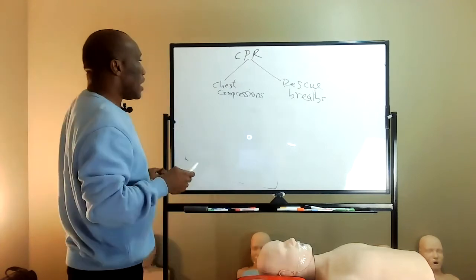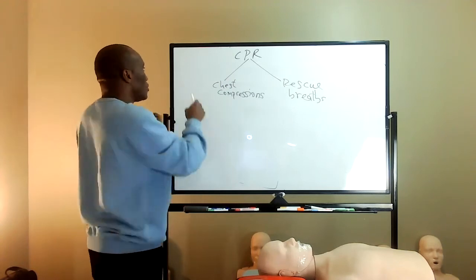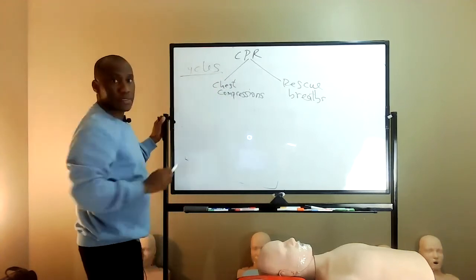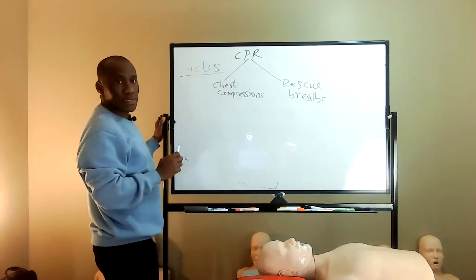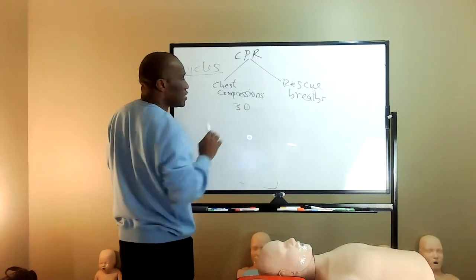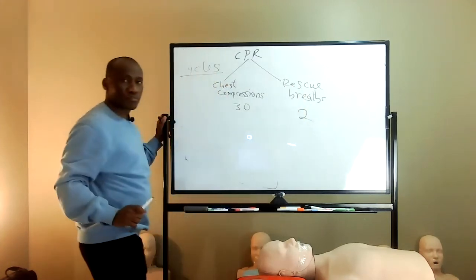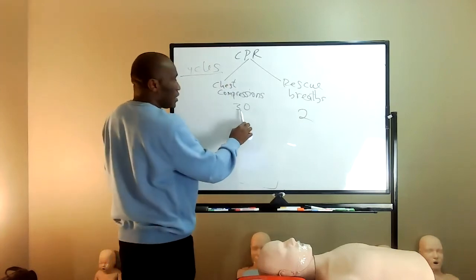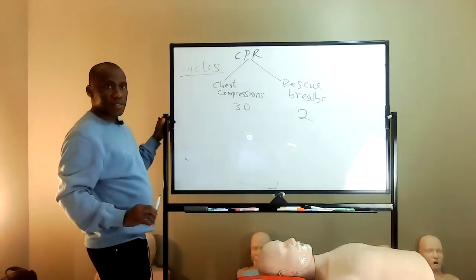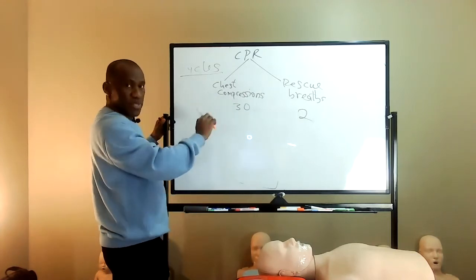And so you do CPR in cycles. One cycle of CPR comprises of 30 chest compressions followed by 2 breaths. Okay, so 30 chest compressions followed by 2 breaths, and you keep on, you repeat.